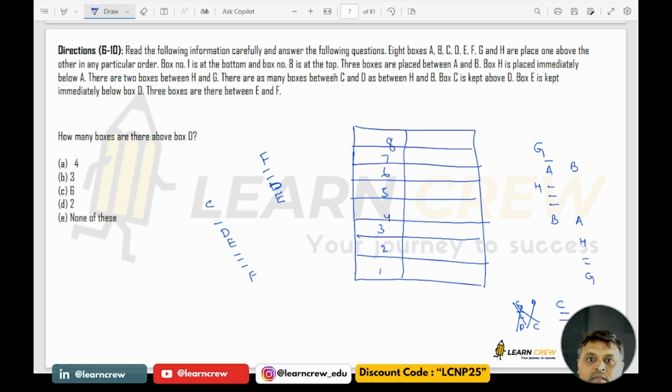Next, 3 boxes between A and B. Next, between H and G there are 2 boxes. Between C and D, as many boxes as between H and B. Box C is kept above D. Means what you can write? Box C is definitely above D.